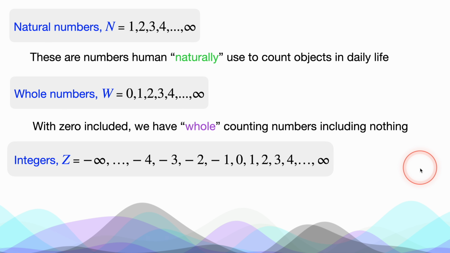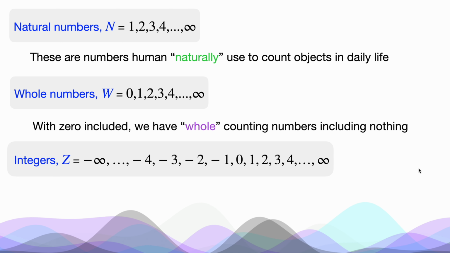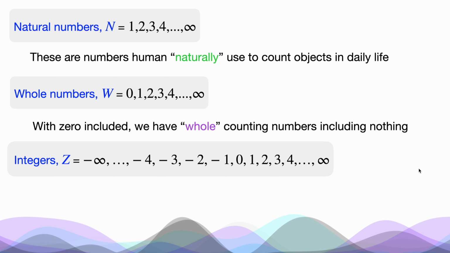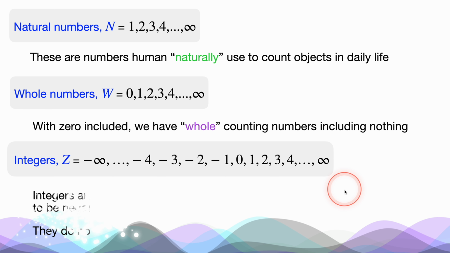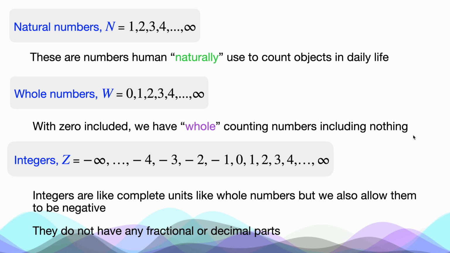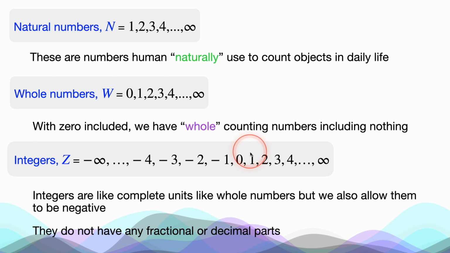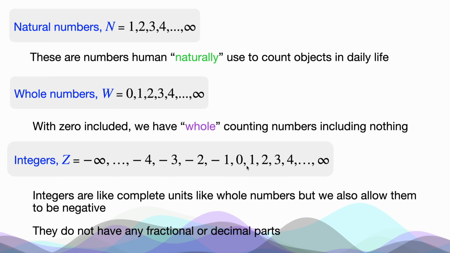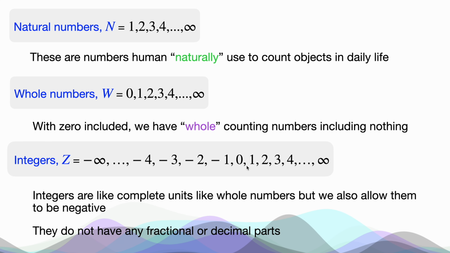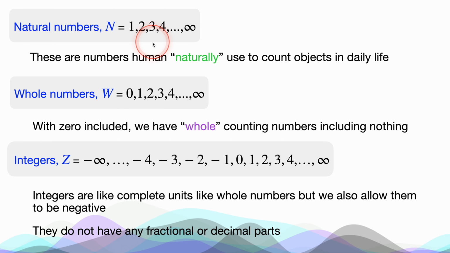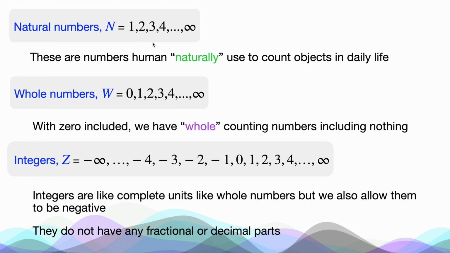Further, we realized that we need more kinds of numbers to represent the case when we are going to lend some money or lend some apples to someone. So then we have negative numbers. If you combine negative numbers with the whole numbers, we have integers. Again, there are an infinite number of integers, there are an infinite number of whole numbers, and there are an infinite number of natural numbers.